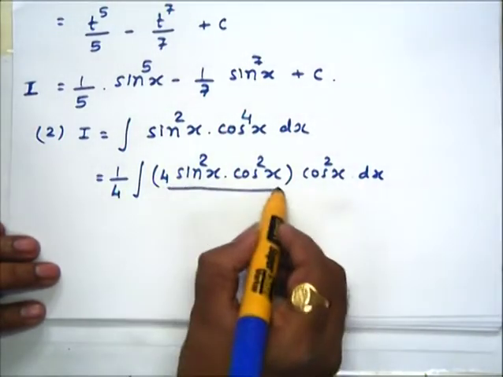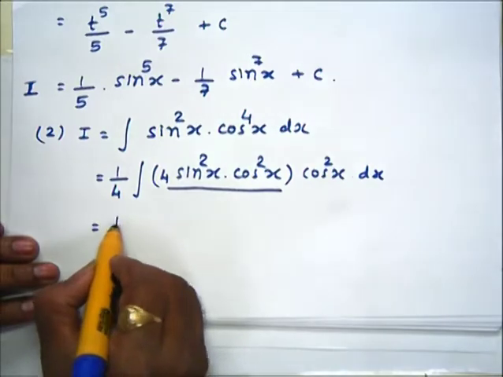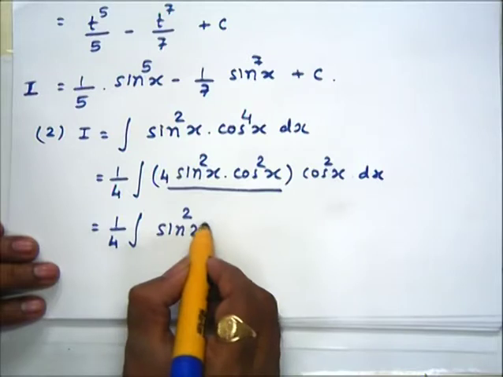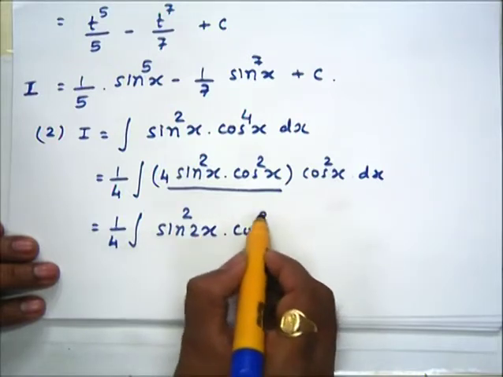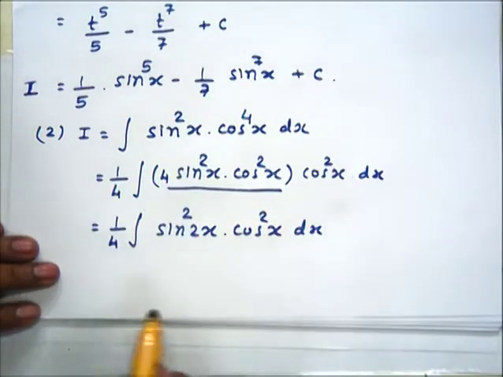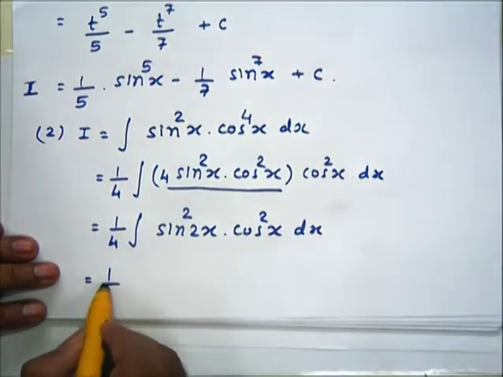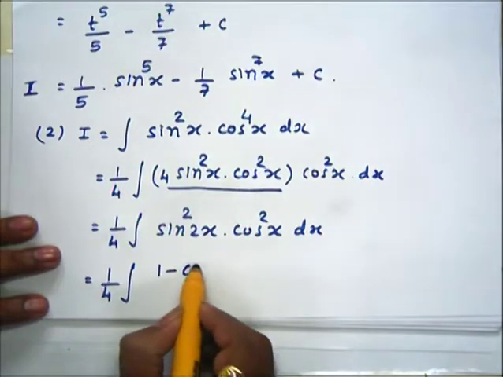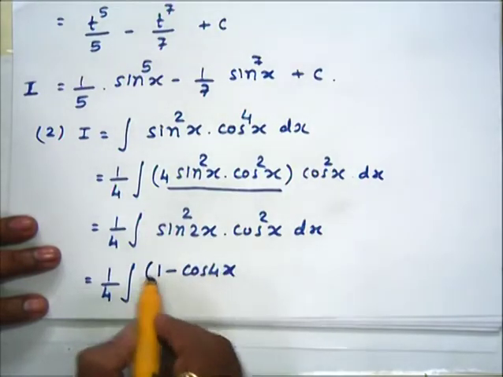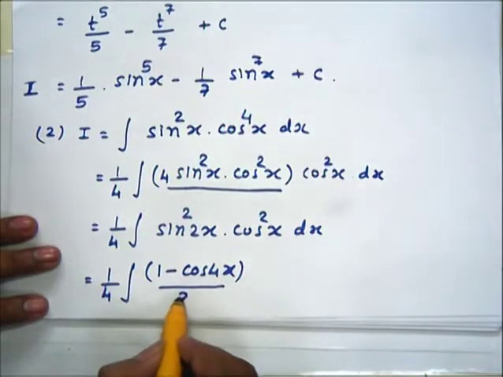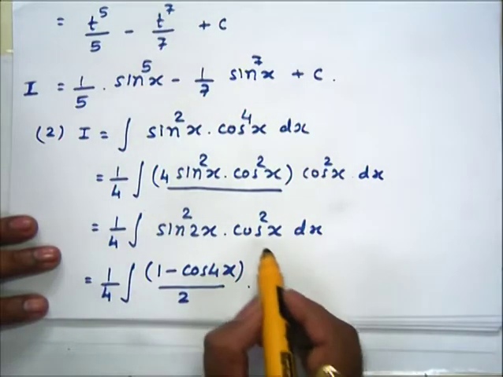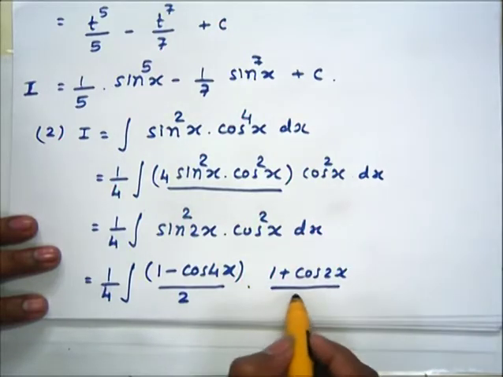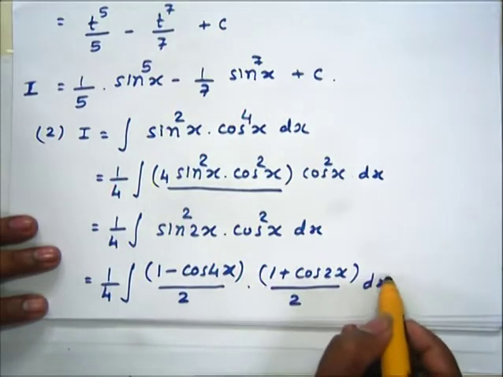Now this is a formula for sin 2 theta. So 1 upon 4 integration, this is sin square 2x into cos square x dx. Now we will use those formulae. Sin square 2x is 1 minus cos 4x divided by 2, into cos square x is 1 plus cos 2x divided by 2, dx.